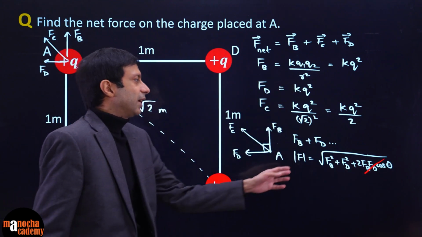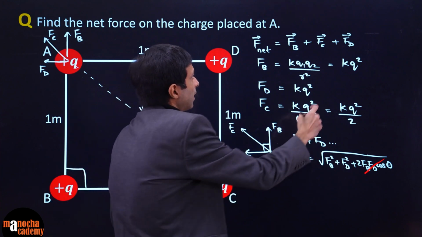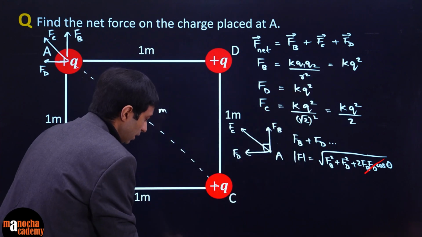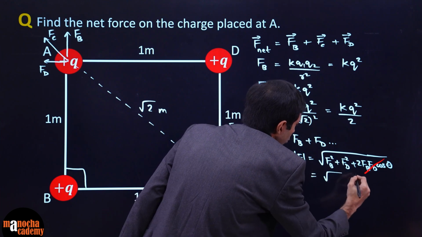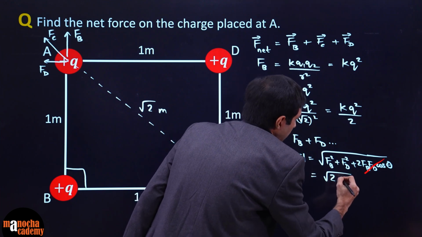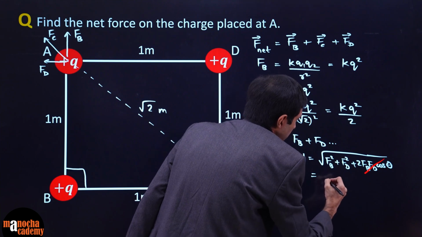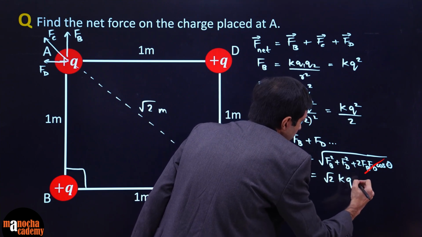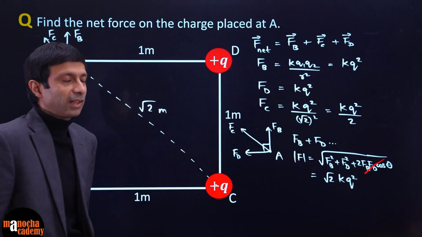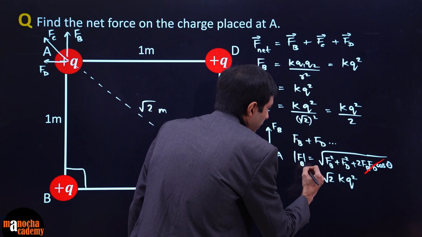So basically what are we getting? Square root of FB square plus FD square, and both these forces are identical, FB and FD. So I am getting square root of 2 times (kq square) square, and when you take the square root, you're going to get root 2 kq square. You guys can plug it in and check that. This is only the resultant due to FB and FD, so I can call it FBD.